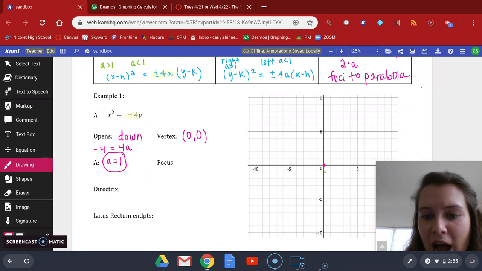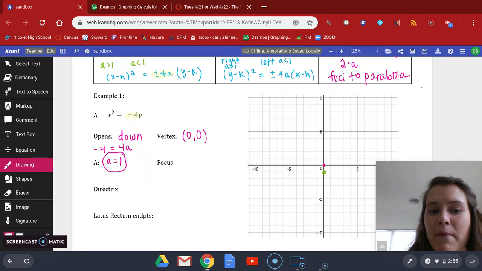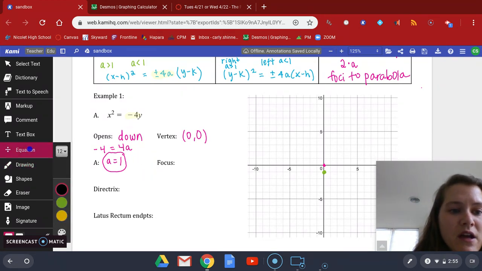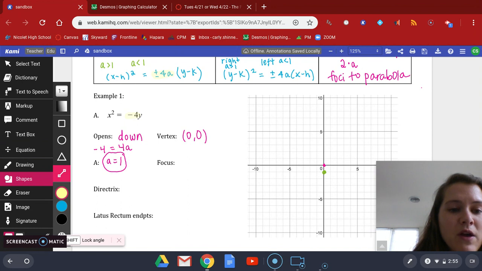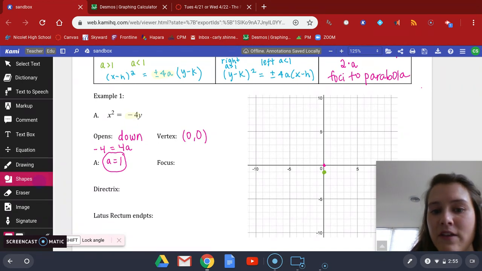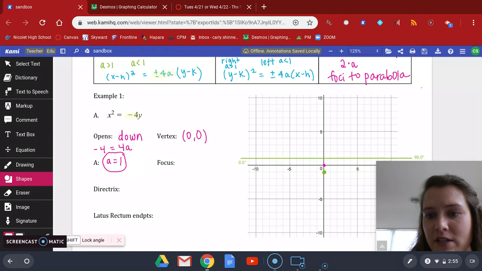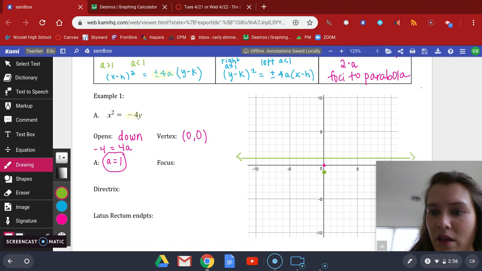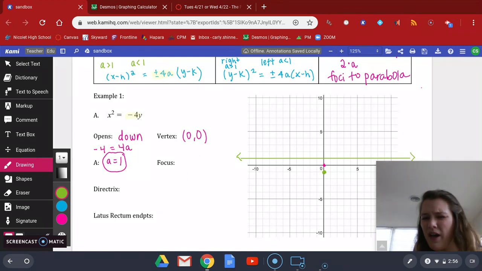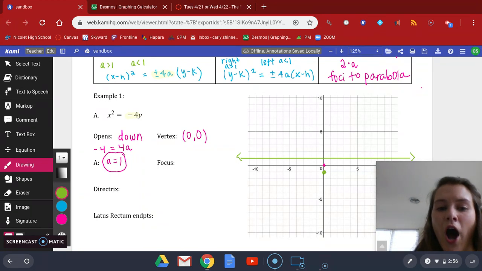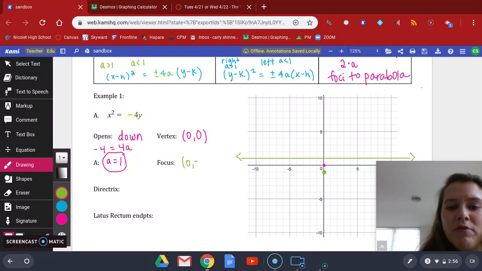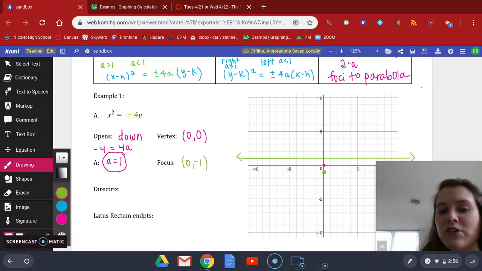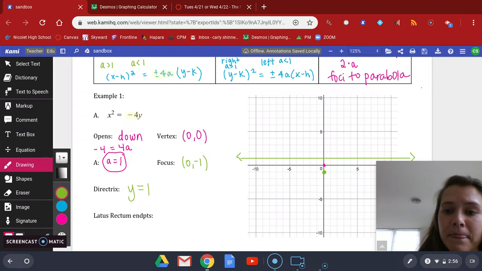Because I'm going to have my foci down 1, but then I'm also going to have my directrix, and that's going to be 1 unit behind the vertex. So here's my directrix. Notice it's 1 unit behind, and then the foci is 1 unit in front of the vertex. So because it's 1 unit this way, 1 unit that way, I just always write it as a positive. But that gives me a focus of 0, negative 1. And then that directrix, this horizontal line, would be y equals 1.